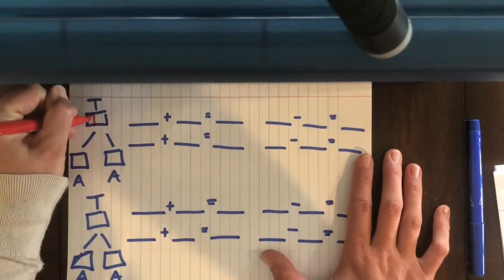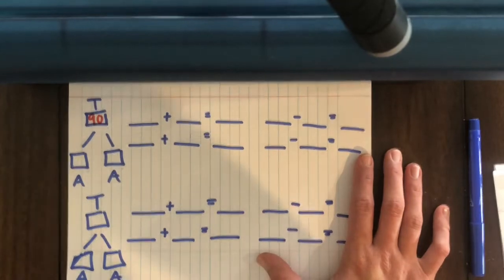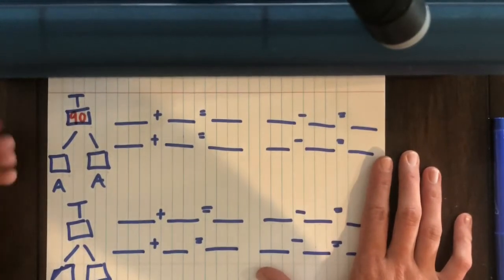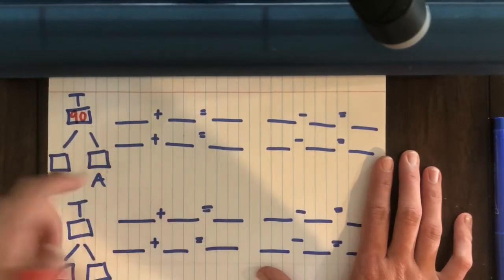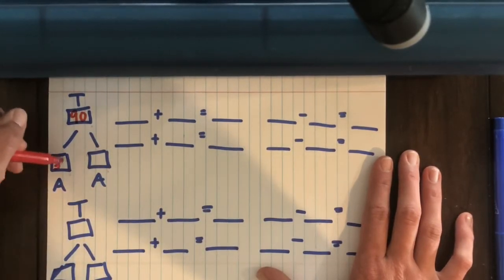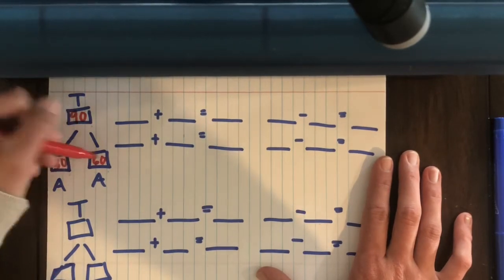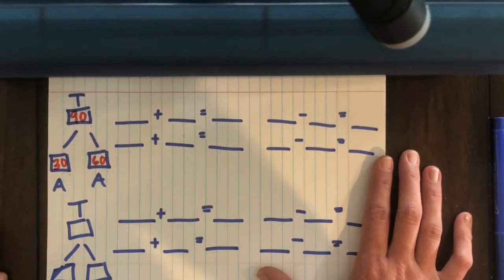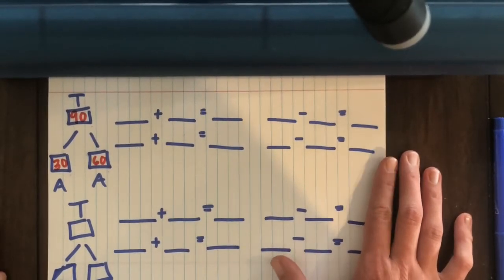So let's start with a math mountain. The total always goes on top. So I have 90 plus I have the parts at the bottom. So 30 is going to be one of my add-ins, and 60 is going to be my other add-in. And I'm going to use this information to help me write those equations.